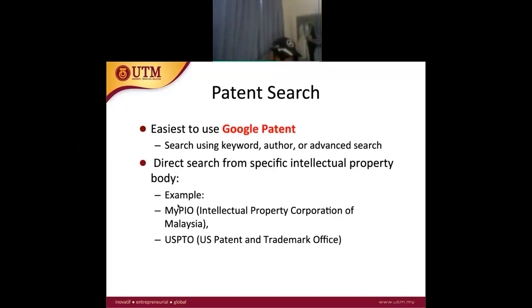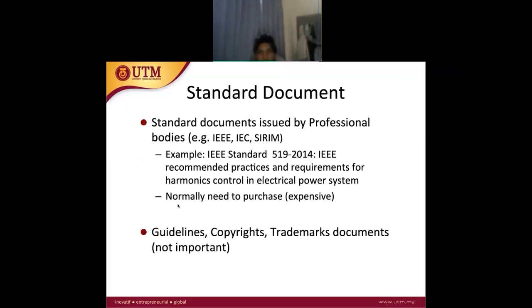Patent search we very rarely refer to, but some of us probably need to refer to a patent to show that this is my copyright, for example. Then you need to check the patents, either to claim that you are the first or that it may already have been registered before. That is one of the searches you can go through. MyIPO, for example, in Malaysia, or you can refer to USPTO, the US Patent and Trademark Office, before you claim that it is your patent or copyright. These are standard documents that you can go through.